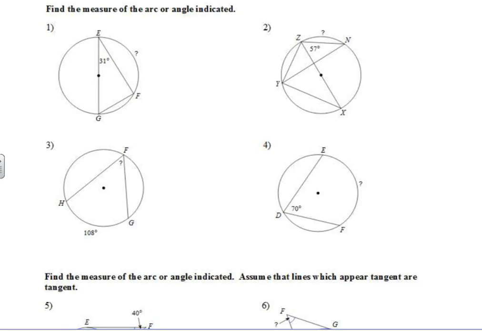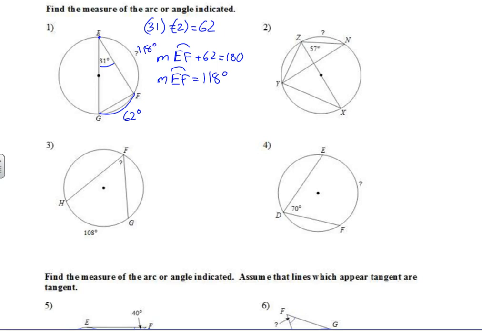So the question mark is what we're looking for. So I see that this angle intercepts this arc. Now it's on the circle, so here's how I'm going to go about that. 31 times 2 equals 62. That's this arc. Okay, so the measure of arc EF plus 62 has to equal 180. So the measure of arc EF would be 180 minus 62, which is 118 degrees. So that arc that we're looking for is 118. How did I know that? I had a diameter and a semicircle.